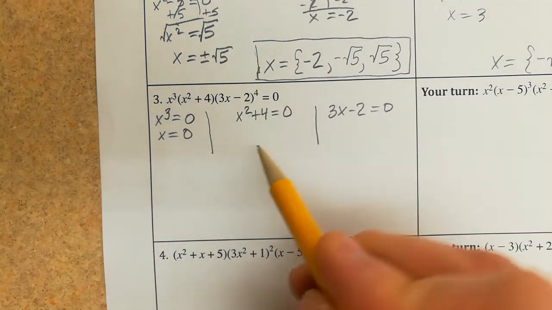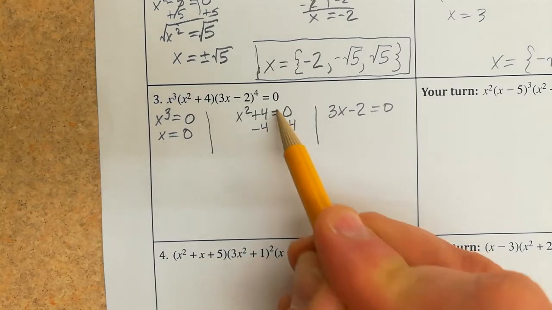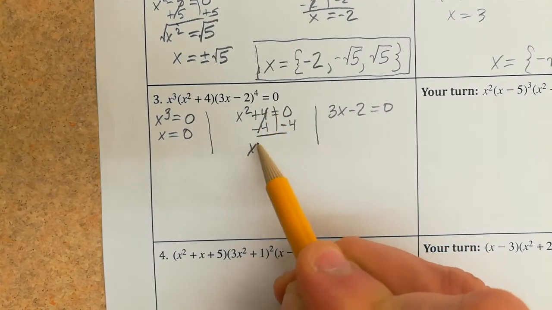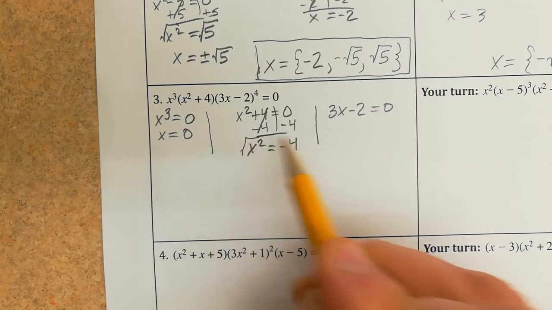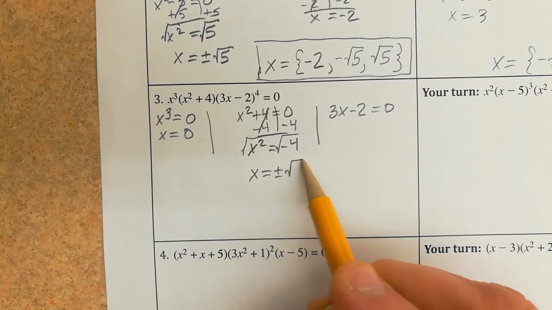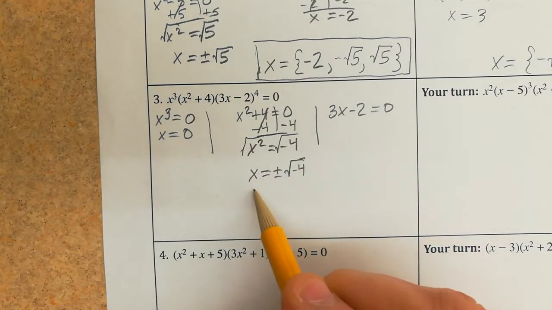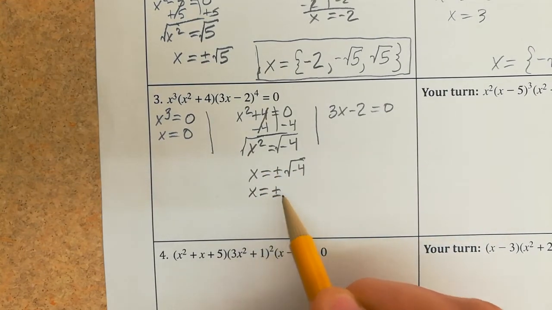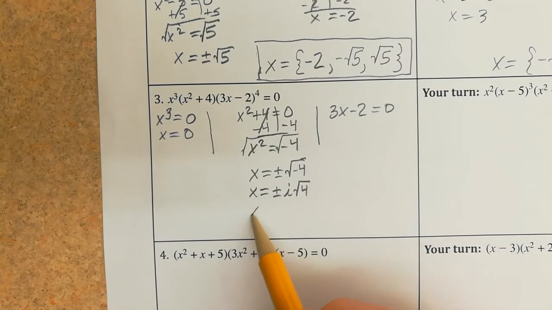So that's one of our answers. This one here, if I go to solve for x, well, we get x squared equals negative 4. Then I have to take the square root of both sides. And so we get x equals positive or negative square root of negative 4. Ooh, you know what's coming here? We have an imaginary number. So the i comes out, and then of course we have square root of 4, and that's just 2. So x equals positive or negative 2i.